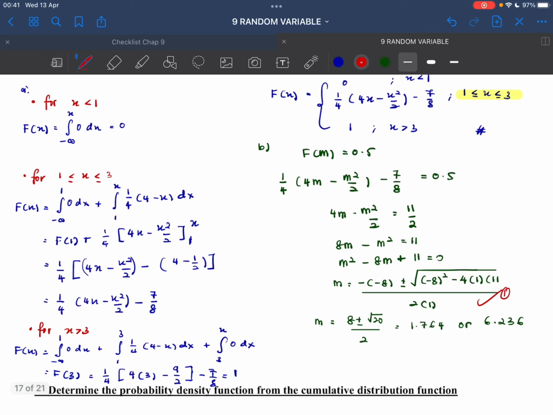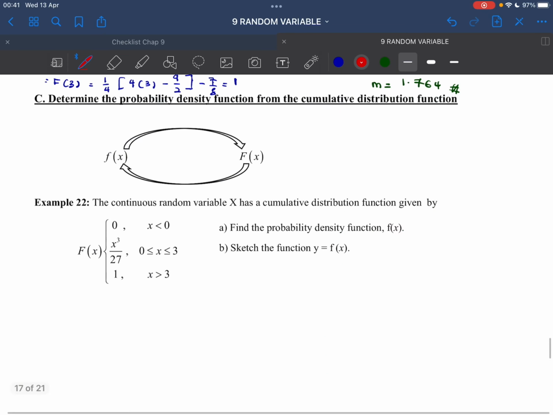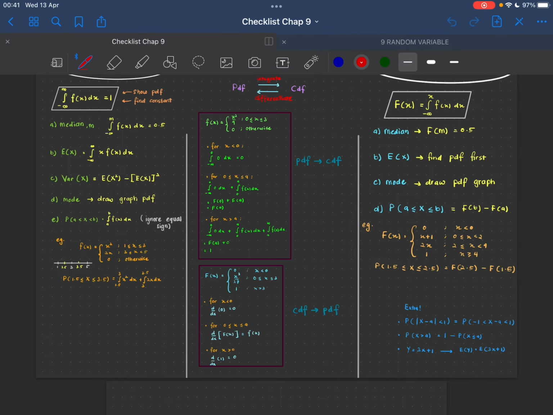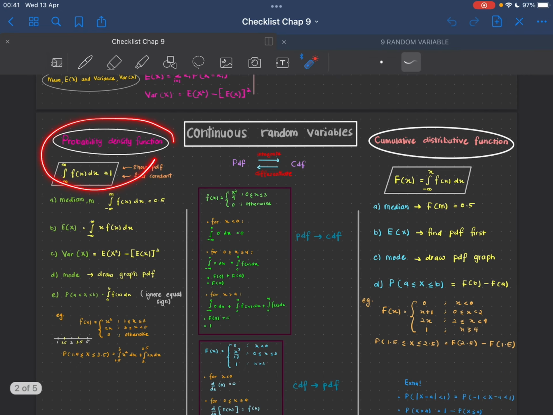So dekat sini kita boleh buat conclusion, since m is between 1 and 3, therefore m kita sama dengan berapa? M is equals to 1.764. Okay, so ini kita reject lah, sebab dia dah out of range kita. Right, so that is how we find median by using CDF. Fm equals to 0.5.